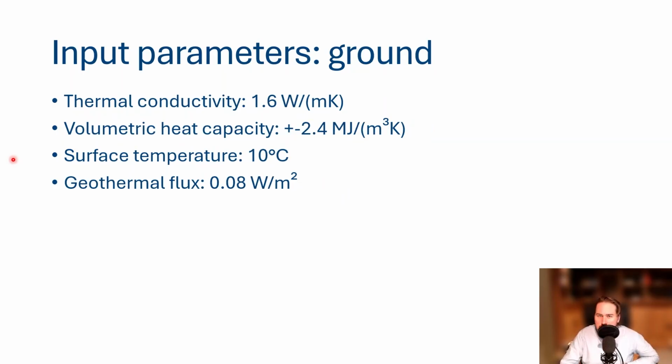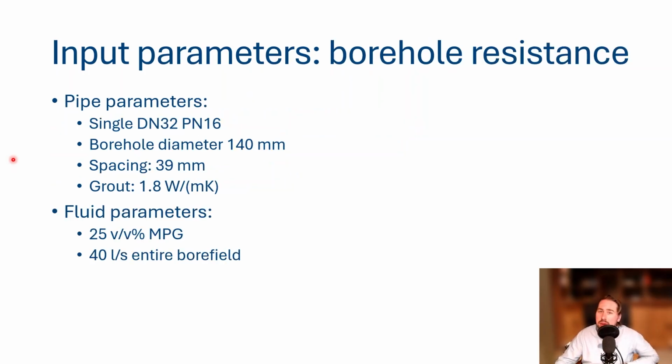We have some general ground properties, 1.6 watt per meter Kelvin as a conductivity and a volumetric heat capacity of 2.4 megajoules per cubic meter Kelvin, surface temperature of 10 degrees Celsius and a certain geothermal flux of 0.08 watts per square meter. For the borehole resistance, we will be using a single DN32 with a slightly better grout of 1.8 watts per meter Kelvin and 25 volume percent of monopropylene glycol and 40 liters per second for the entire borefield as a flow rate.